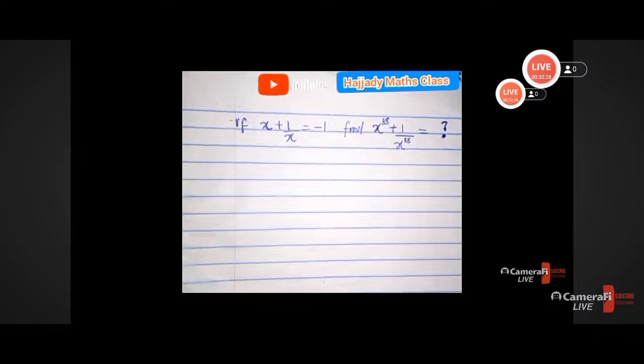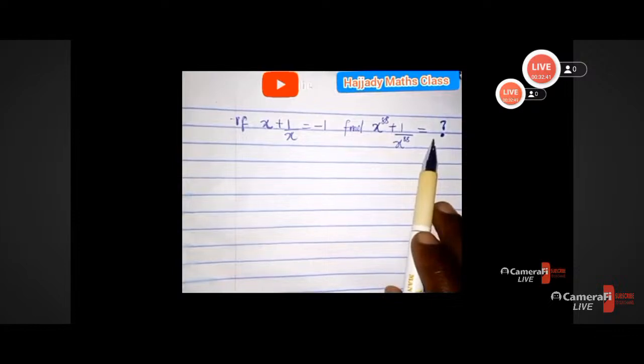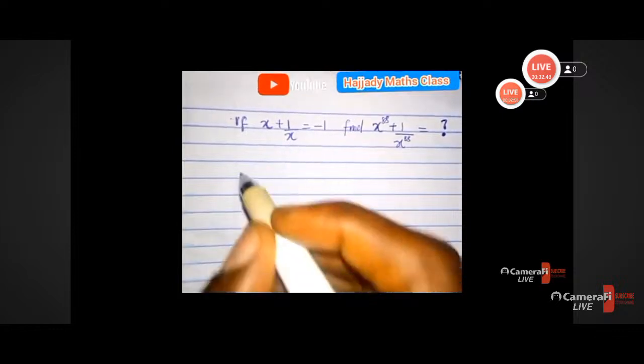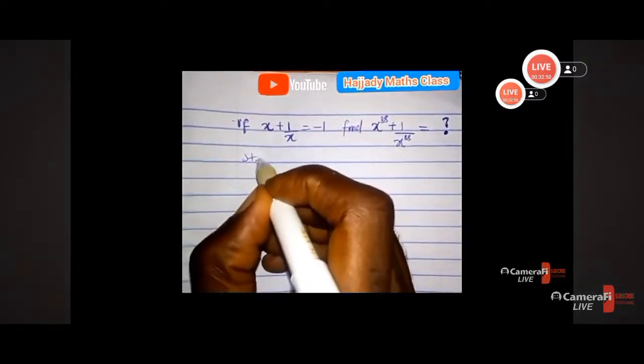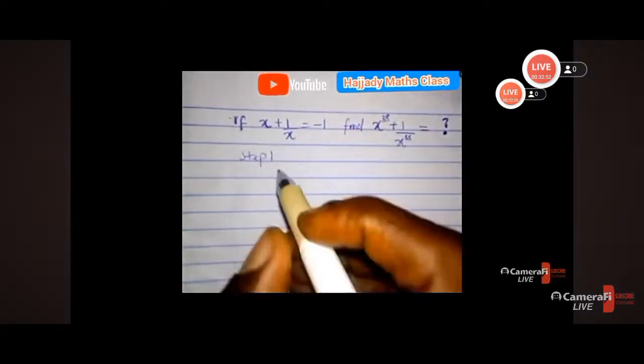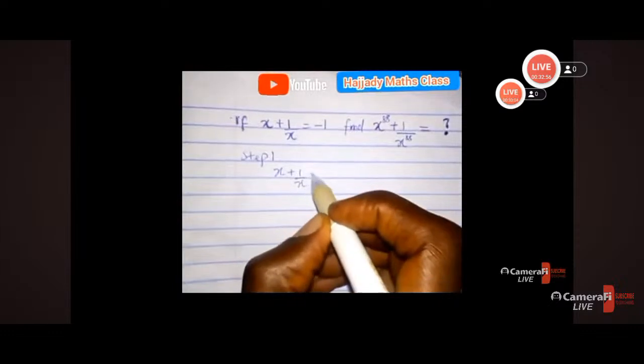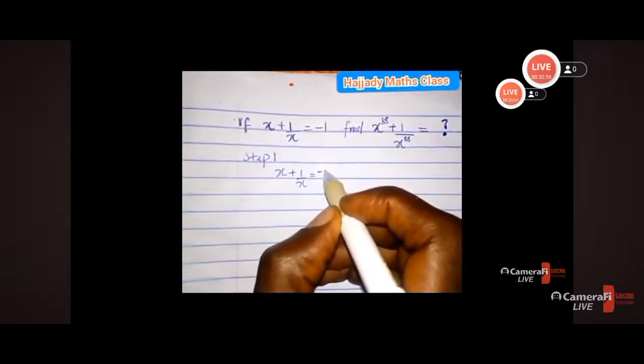Now looking at this, we have: if x plus 1 over x equals minus 1, find x raised to power 8 plus 1 over x raised to power 8. So this is unknown. The first step we are going to use here is to work on the equation given to us. Step 1: we have x plus 1 over x equals minus 1.